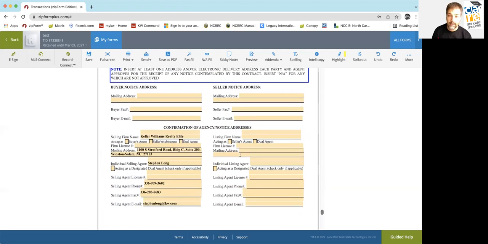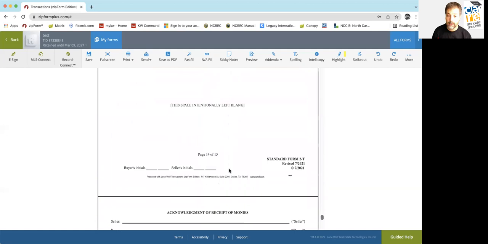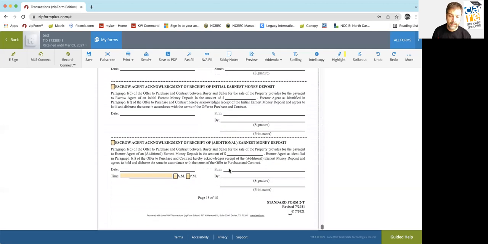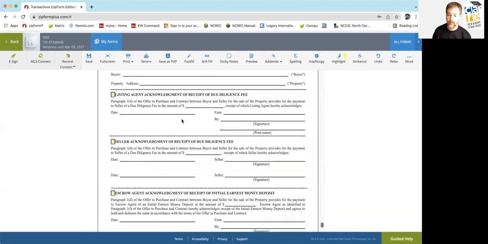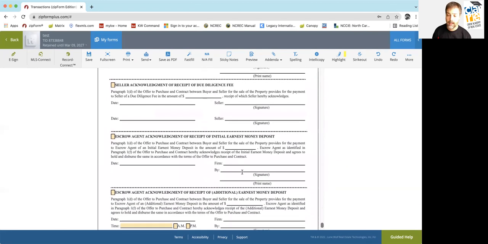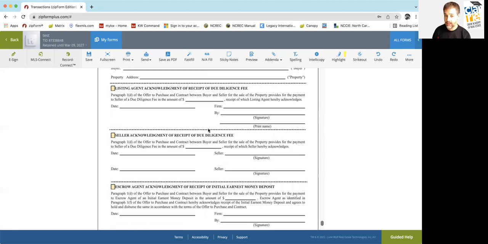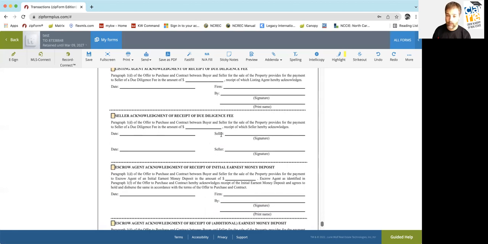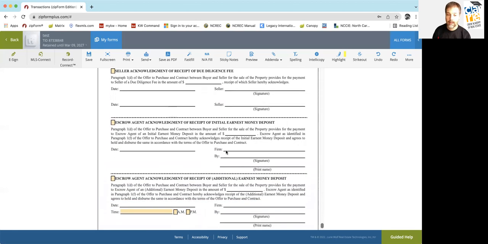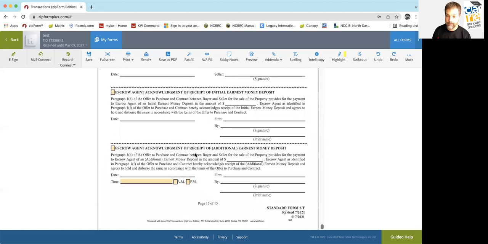Here you'll fill out the names of the seller, the buyer, and the listing firm and the buyer firm, and your respective agency situations. Lastly, on page 15 now, we have the signature for receipt of monies, both the due diligence and earnest money. Sometimes due diligence is sent directly to the seller. So the seller then would just sign here. We don't need the listing agent to sign that they received it because they never did. It went straight to the seller. That's what we're looking for, to make sure that it reaches its final destination. Likewise, we want to make sure that earnest money reaches its escrow destination as well.